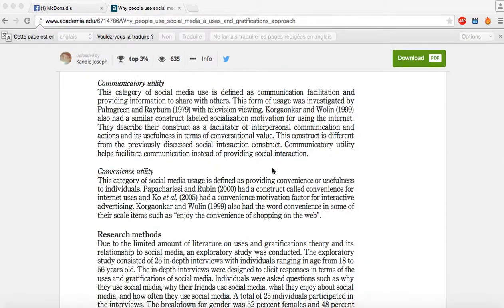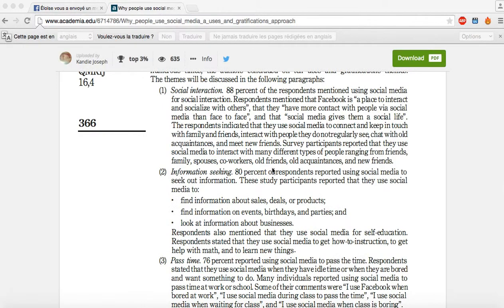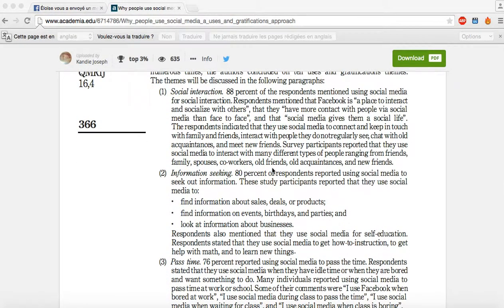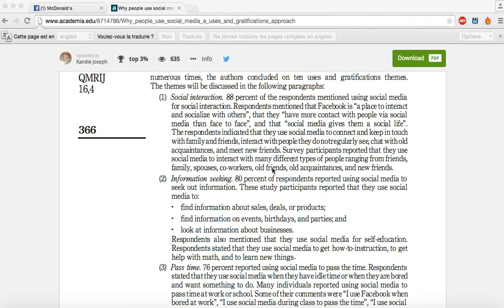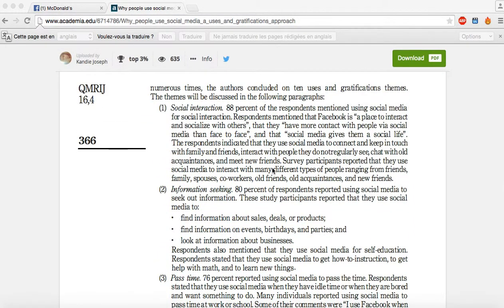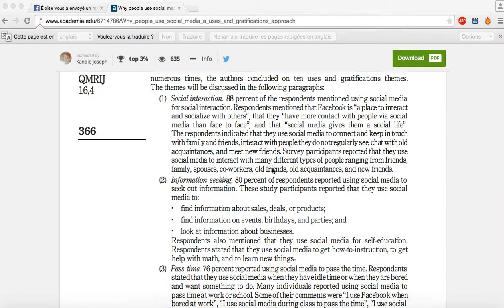But I think that the results and the percentage numbers they found are not really realistic. For me, it would be more relevant to interview more people to have more realistic numbers.